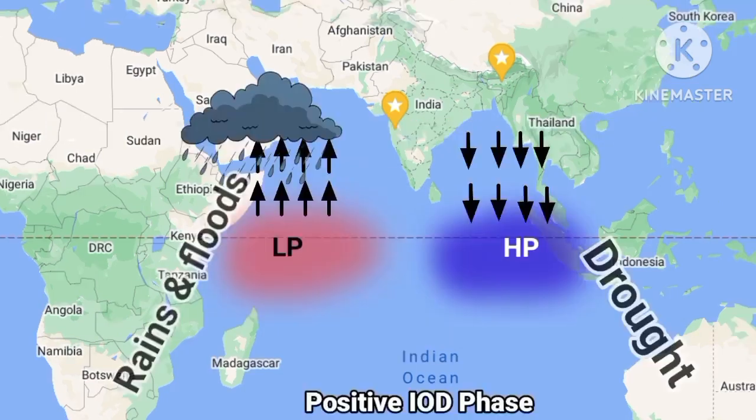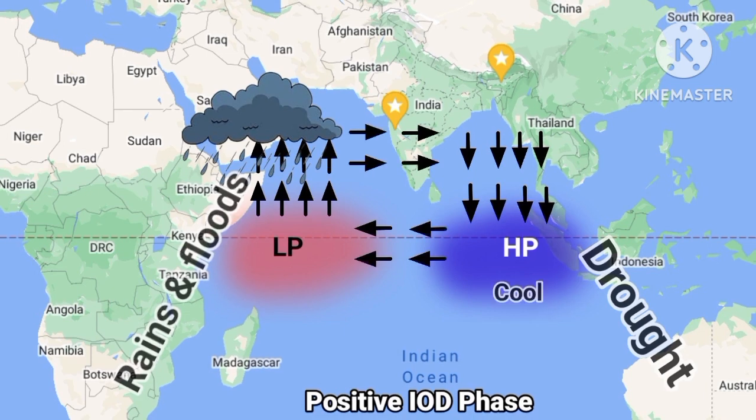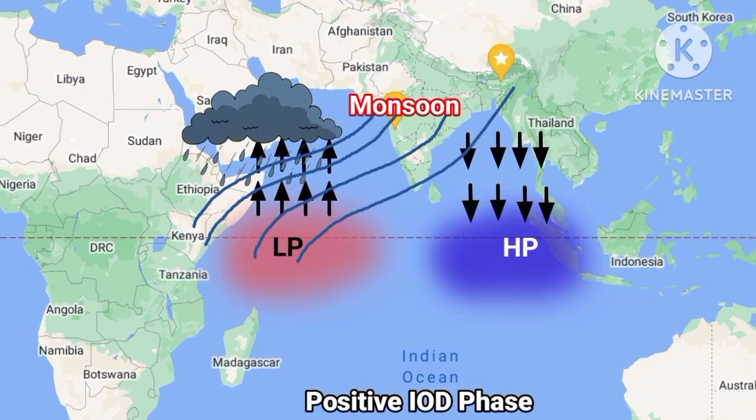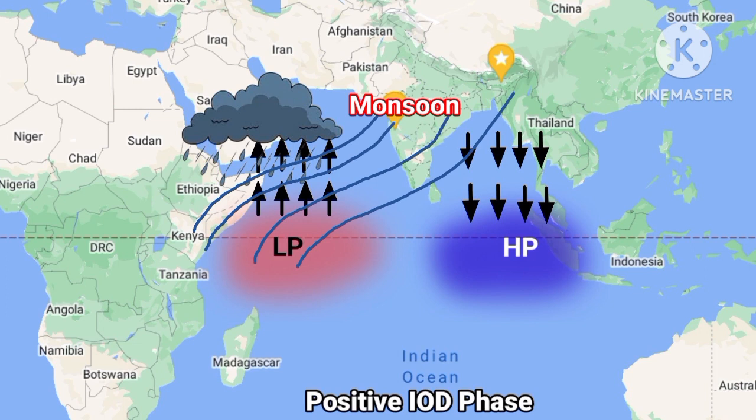As we have learned, during a positive IOD, the eastern part of the Indian Ocean becomes abnormally cool and the western part remains unusually warm. The reverse occurs during a negative IOD. A positive IOD is said to be beneficial for the Indian monsoon because it pushes rain towards India, and whenever there is a drought condition in India, a negative IOD occurs.